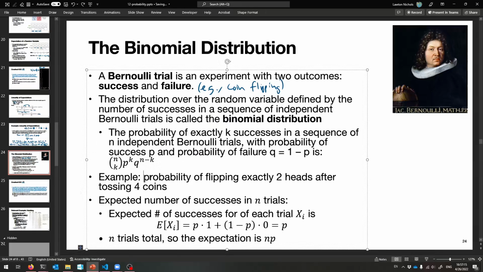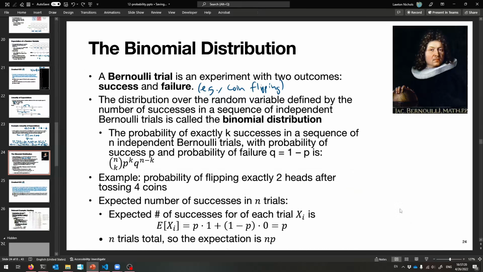So here's an example. The probability of flipping exactly 2 heads after tossing 4 coins, okay? Let's figure this out. Following the formula, it's going to be the probability of success, which is 0.5, right? Because it's a fair coin. There's a 50-50 chance that you got heads. And so it's exactly 2 heads and exactly 2 tails. So what's the probability of failure? That's 1 minus 0.5 for the rest of the time. So 4 minus 2 is, again, you got 2 failures.